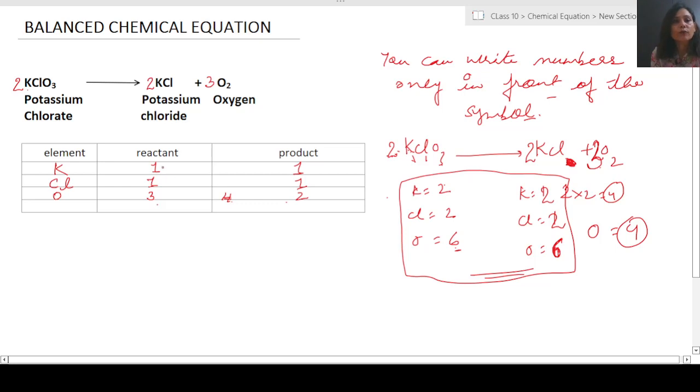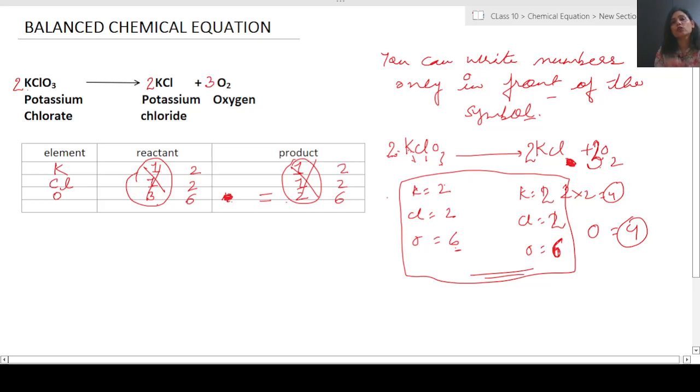So now I am writing the changed one. Okay, this one is cancelling. Here it is 2, here it is 2, here it is 6, and here also they all will change. Okay, they will become 2, 2 and 6. And in this way it becomes a balanced chemical equation.